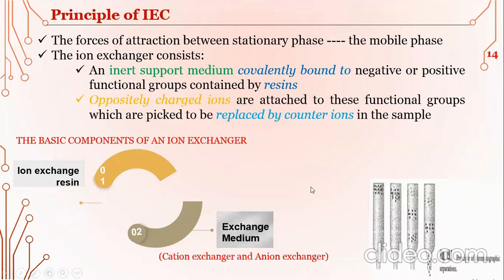And oppositely charged ions are attached to these functional groups. So the resins have functional groups, and on these functional groups, oppositely charged ions are attached, which are picked to be replaced by counter ions in the sample.